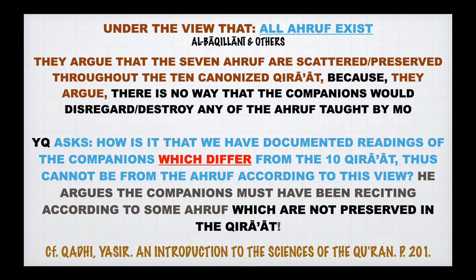So then the other view is that all of the ahruf exist. One view is that 6 of the 7 were burnt and only one exists today, and here's one that says all of the ahruf exist. They argue that throughout the 10 canonical qira'at, the 7 ahruf are scattered and preserved somehow. Let's say you have harf number 1, it's a little bit in this one, a little bit in that one, and it's mixed and matched throughout.